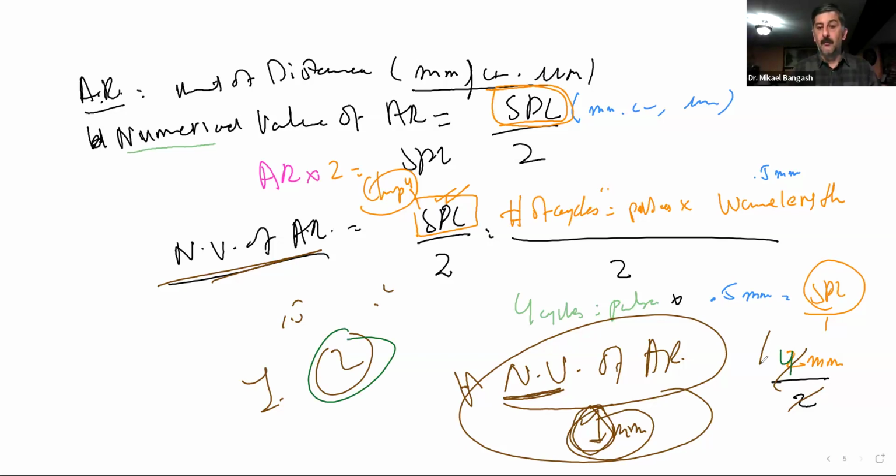Clear? What could have caused the spatial pulse length to be 4 millimeters? We could say we had 4 cycles, and the wavelength of each cycle would have been 1 millimeter. So the total spatial pulse length would have been 4 millimeters. But when we divided that 4 in half, that gave us the numerical value of 2 millimeters, the numerical value of your exit resolution. And so on. Did that make sense?